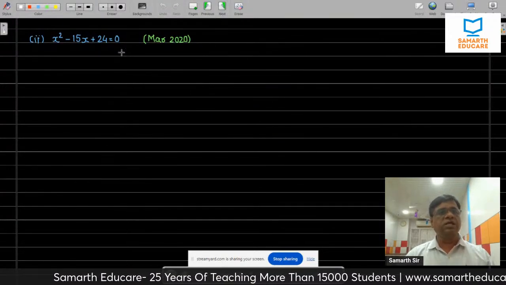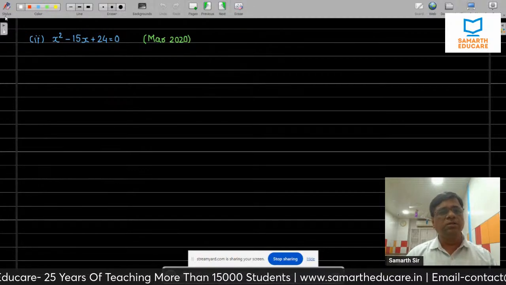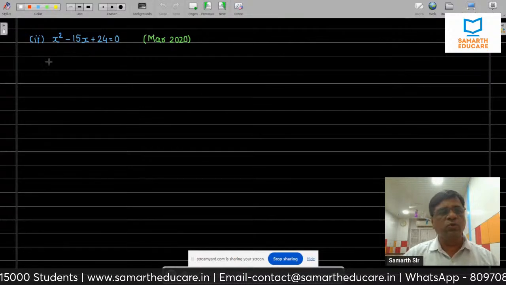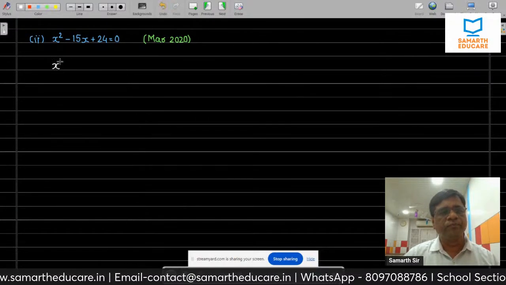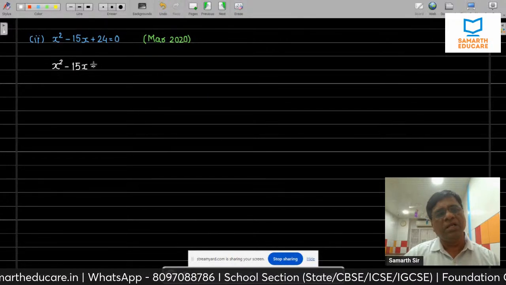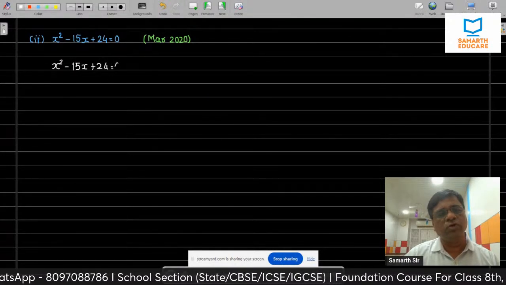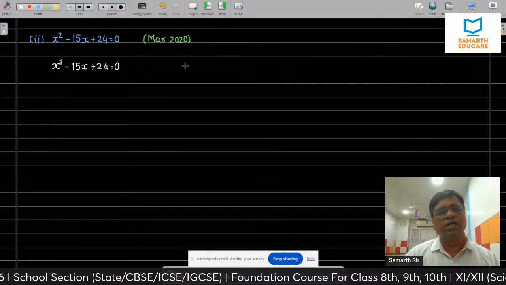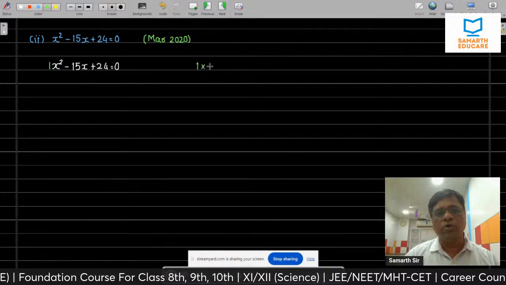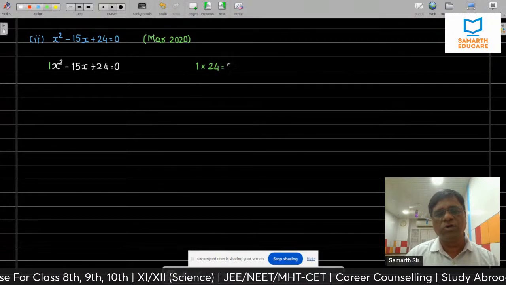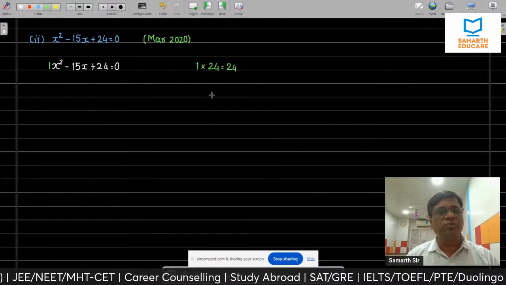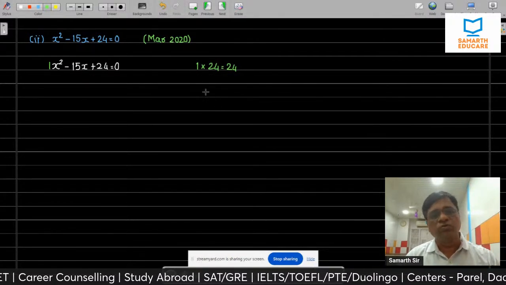Okay, this is the second question which was asked in March 2022. The equation here is x square minus 15x plus 24 equal to 0. I will first find out AC. Here the coefficient is 1, nothing is visible, so 1. 1 into 24, positive, is equal to 24. For the factors of 24, because 24 is positive, I will look for addition that gives 15.